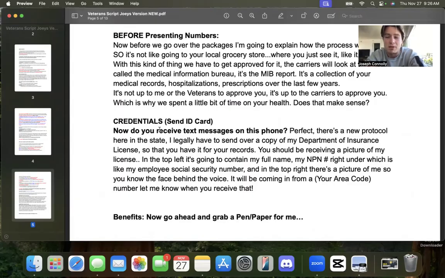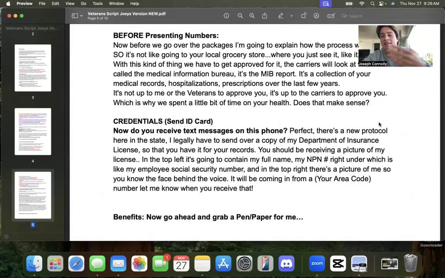And then after that, you're going to see my Veterans Benefits Office FFL contact card, which just contains my full name, my NPN number, which is like my employee social security number. And then in the corner or on the right side of the contact card, there's a picture of me, just so that you know the face behind the voice and you know the agent that's helping you out today. Did you receive that? All right, perfect, sir.